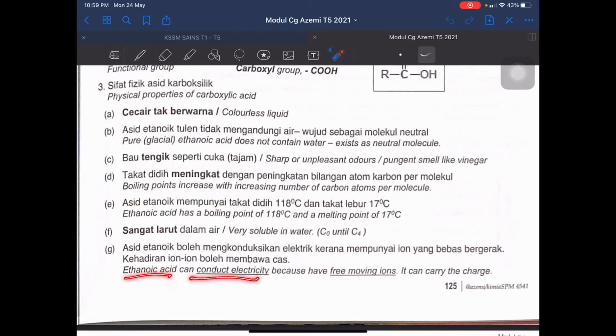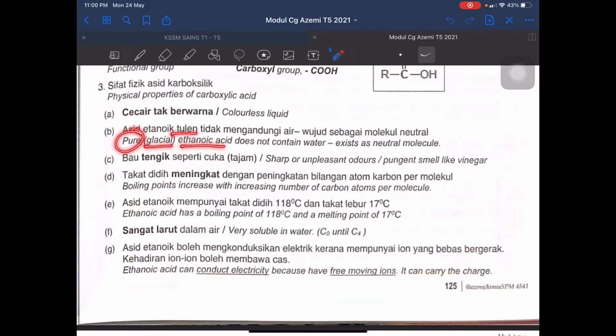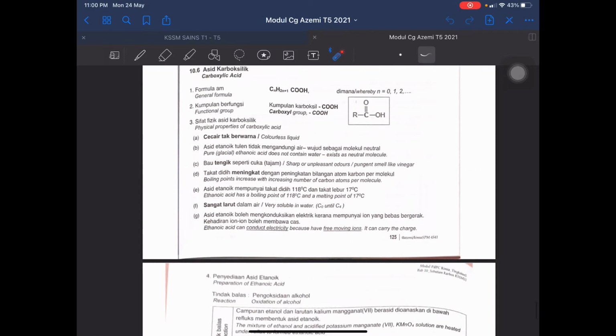Ethanoic acid can conduct electricity because they have free moving ion. Okay, they have free moving ion. It can carry charge, ethanoic acid. Tetapi, look at this one. If it's a pure glacial ethanoic acid, ini cannot conduct electricity, okay? If you see a word pure, a glacial, toluene, ethanoic acid, cannot conduct electricity. It exists as neutral molecule. Tidak ada free moving ion. Sebab does not contain water. Tapi ethanoic acid like this, a plain one, yes, this one can conduct electricity.